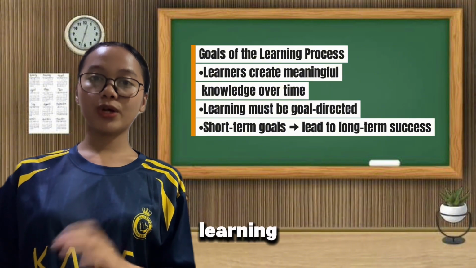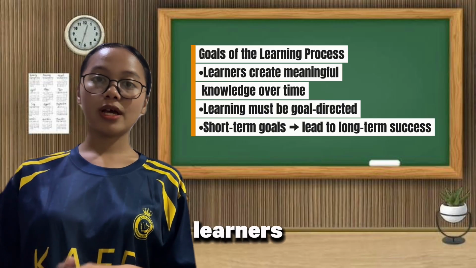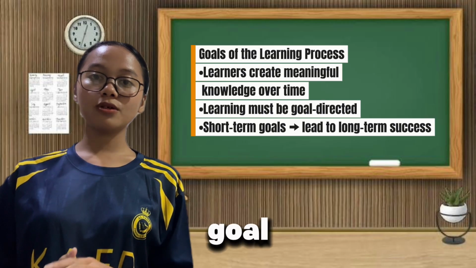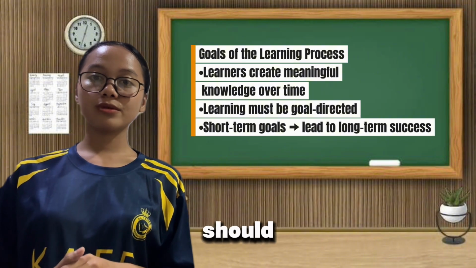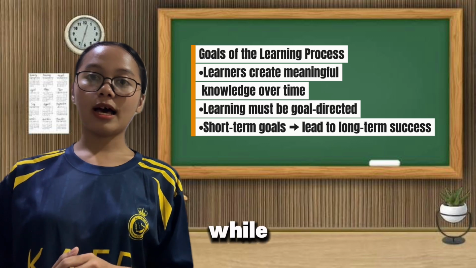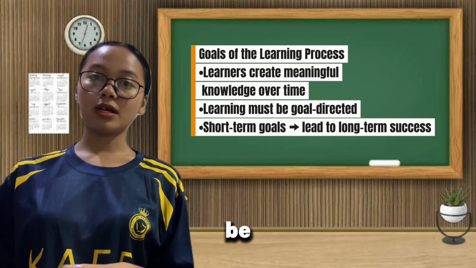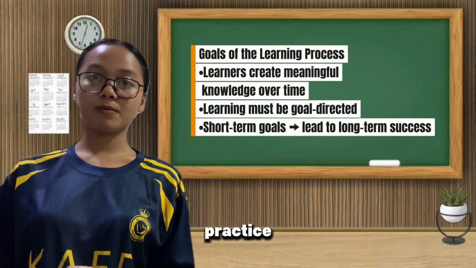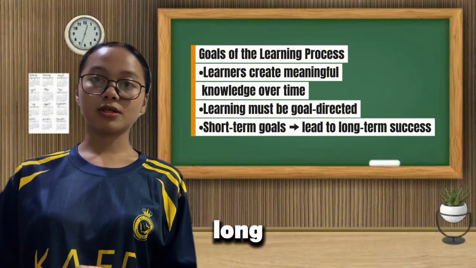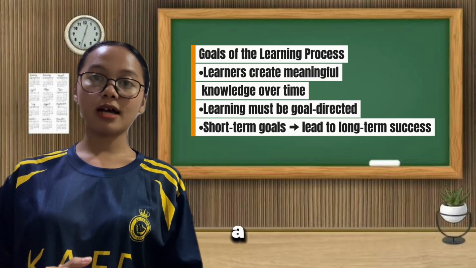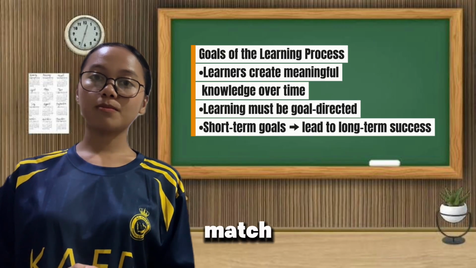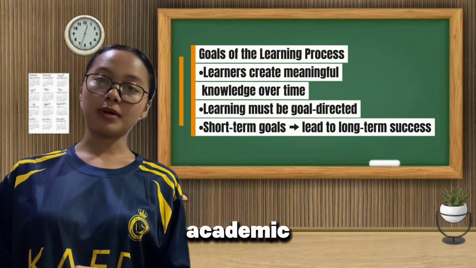The first goal of the learning process is to help learners create meaningful and coherent knowledge over time. Learning must be goal directed, meaning students should set and pursue goals that are personally relevant. While at first their understanding may be incomplete, with guidance and practice, learners can refine their knowledge and reach more complex long-term goals. Teachers play a key role in supporting students in setting learning goals that match both personal interests and academic requirements.